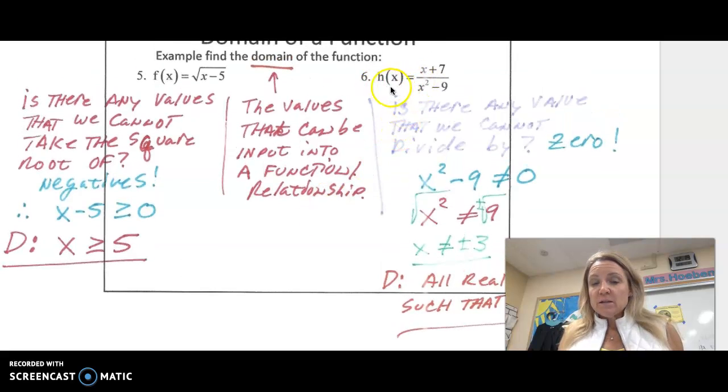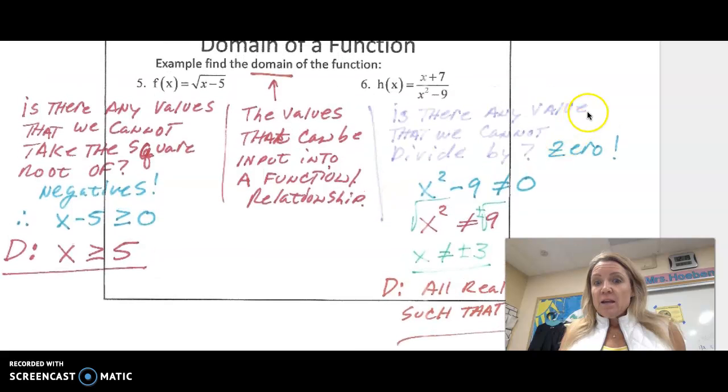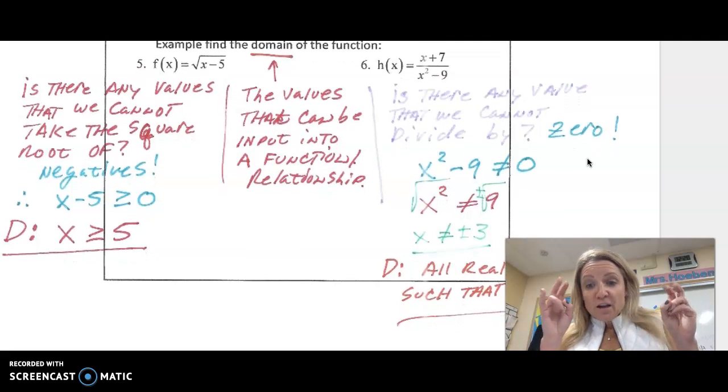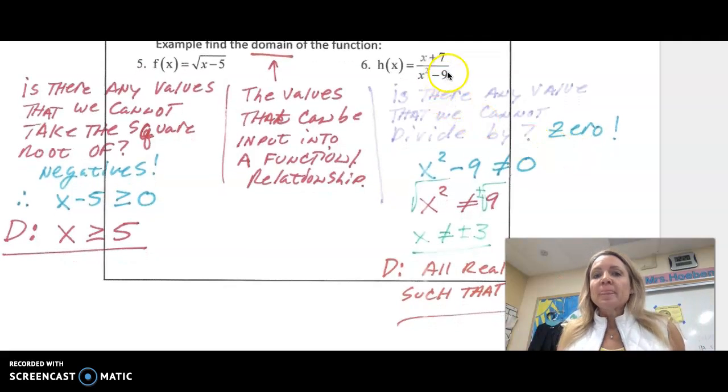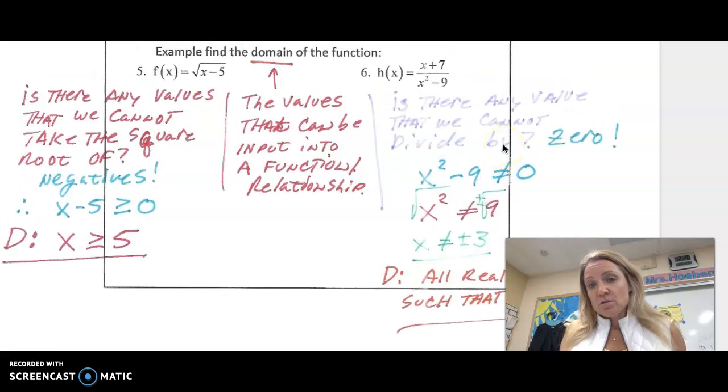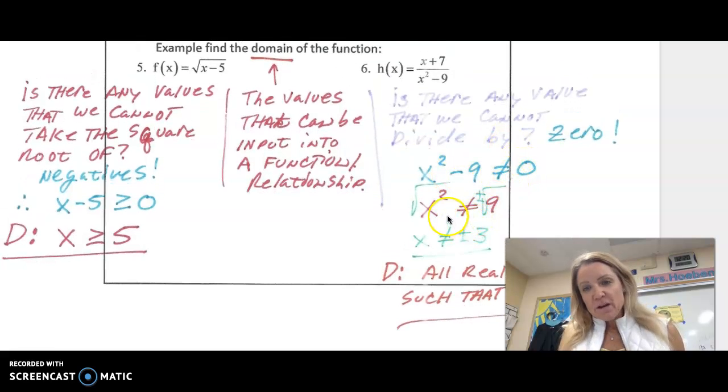For number 6, we have a function h of x equal to x plus 7 over x squared minus 9. Is there any value that we cannot divide by? What can this denominator not be equal to? And the answer is 0. It's undefined when you have a 0 in the denominator. So we're going to take this denominator of x squared minus 9 and set it equal to 0. But in this case, we're going to say that it cannot equal 0, because you can't have a 0 in the denominator. So you add 9 to both sides.